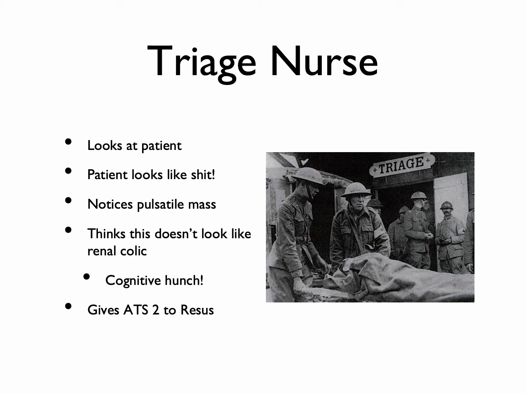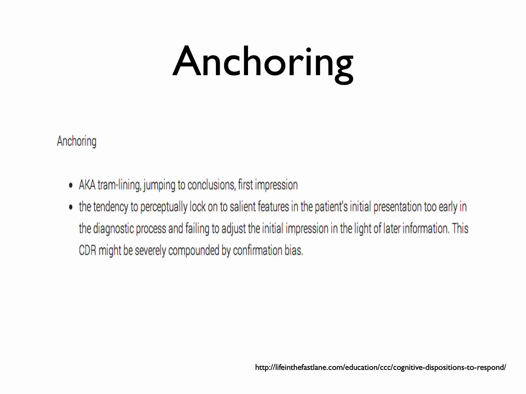You take a look at this patient and this patient doesn't look too well. They're pale, they're sweaty, they're grey. You have a look at their abdomen and you notice that there's some form of pulsatile mass there. And you think, this doesn't quite look like renal colic. You've seen a lot of renal colic over your time, but this patient looks a lot worse than someone with renal colic. And you need to anchor on those things, or those cognitive hunches. Okay, when something doesn't feel right or doesn't look right, act on it, okay? So you give this patient an ATS 2 and you move them through to the Resus bay.